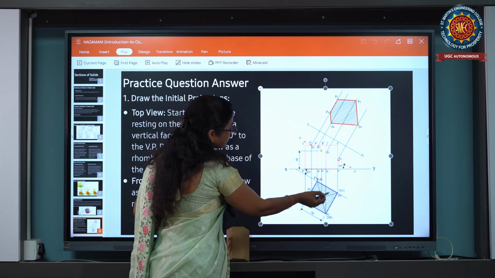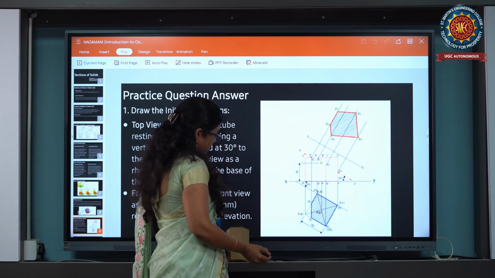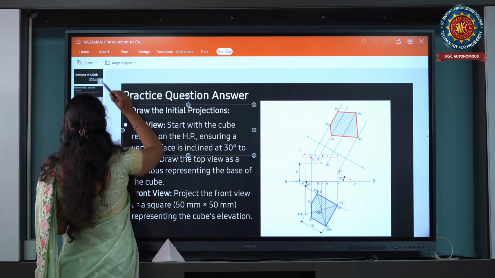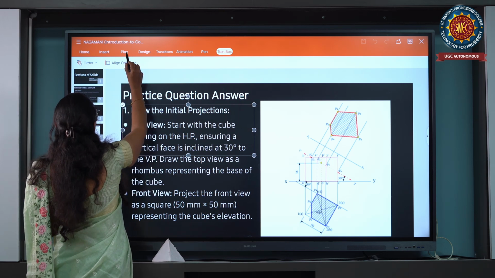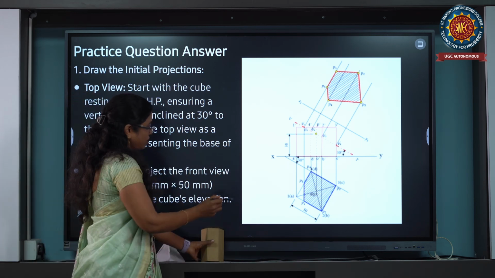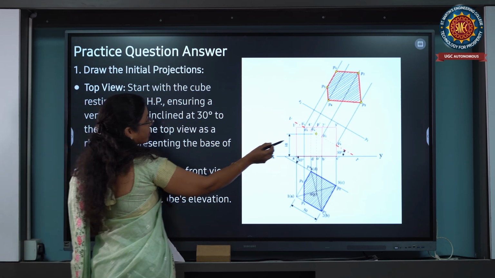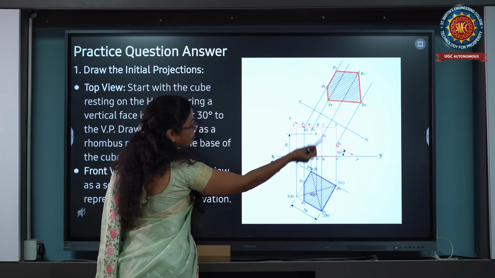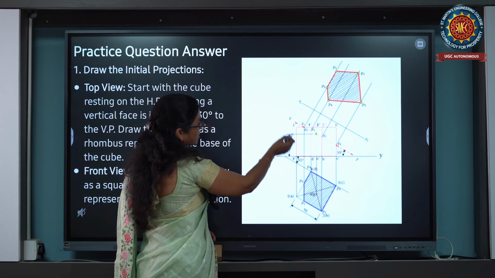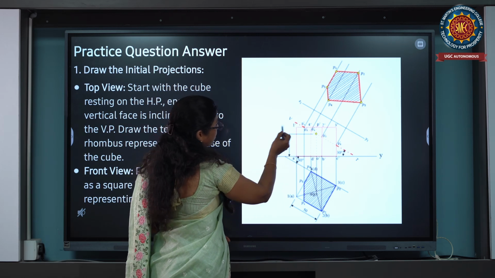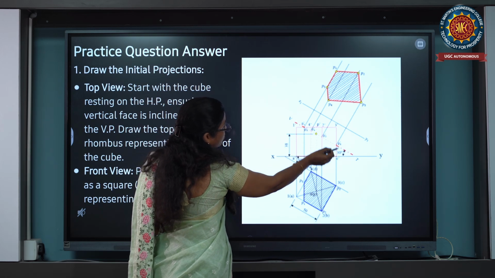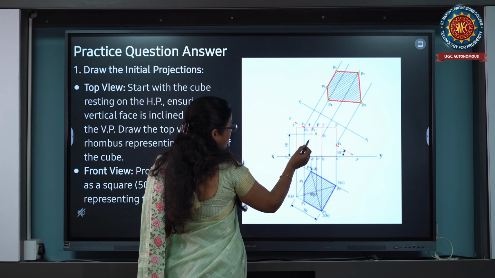And then we need to draw the front view. The front view is a rectangle. All prisms have rectangular faces in the front view. So we need to draw the front view. How much? They will give this distance. Suppose here we assume 60 mm. So from all sides of this, draw lines up to 60 mm in length, and then join. Then you will get the front view.